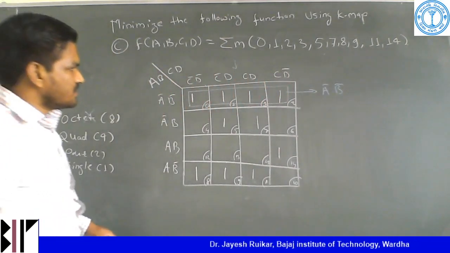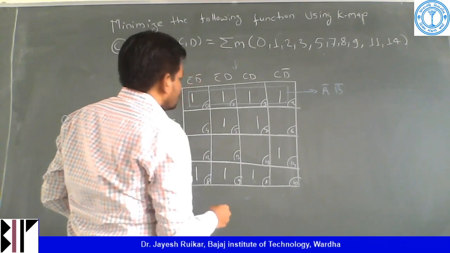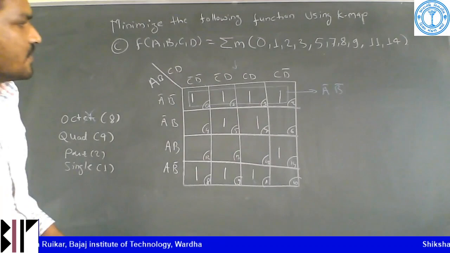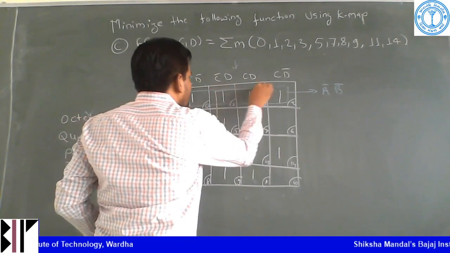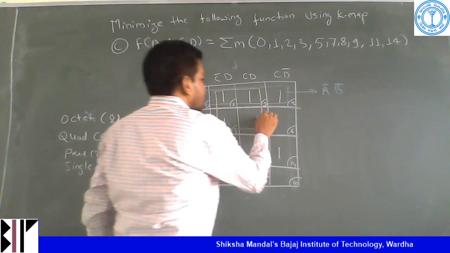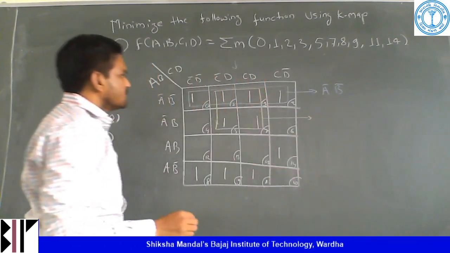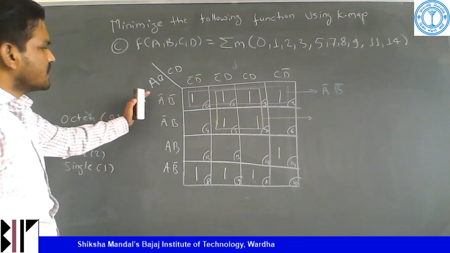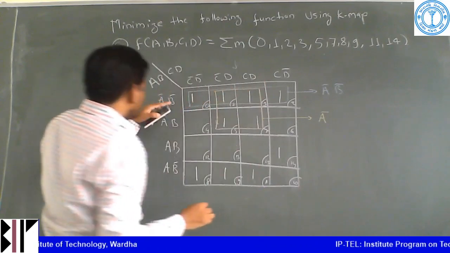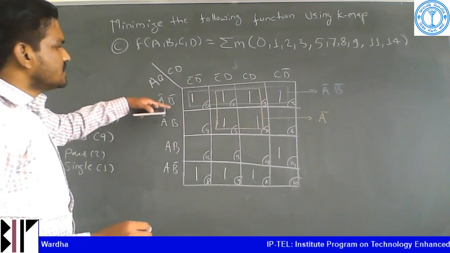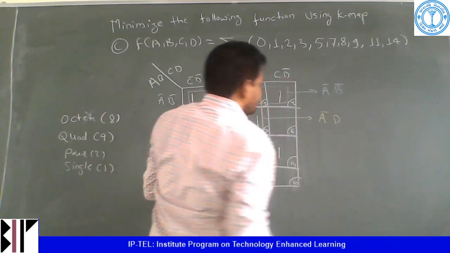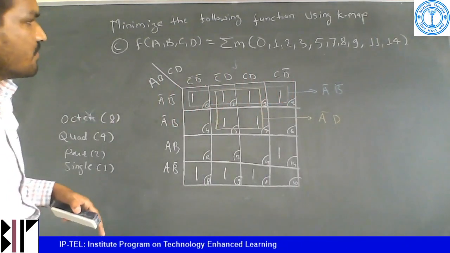Now what is the possibility? These 2 ones can be combined with these 2 ones, adjacent ones. So grouping of 4 is possible. The equation for this, when we look from the left side, is A bar. B bar gets cancelled, as they are changing their state from the top side. So D. Okay, then next we will form a third group.